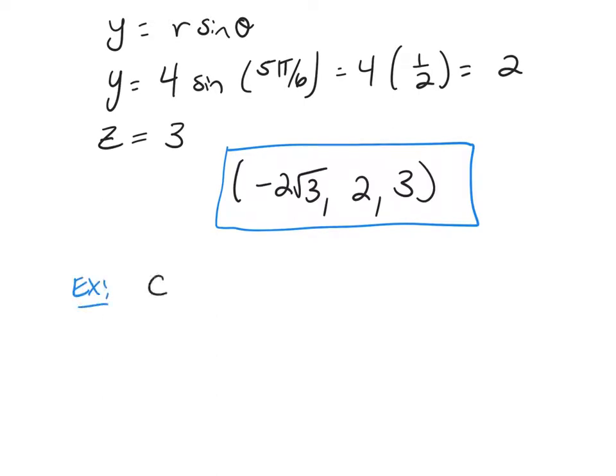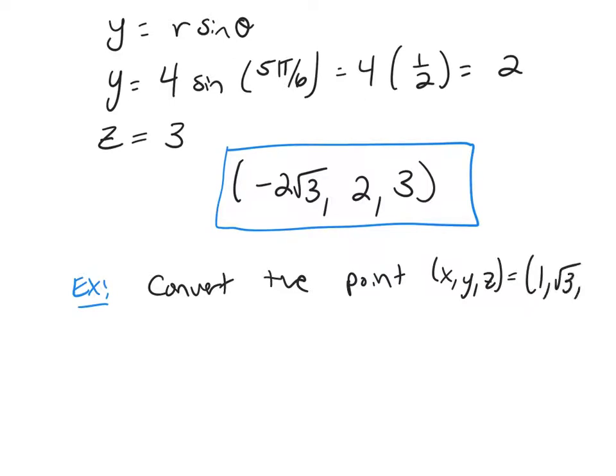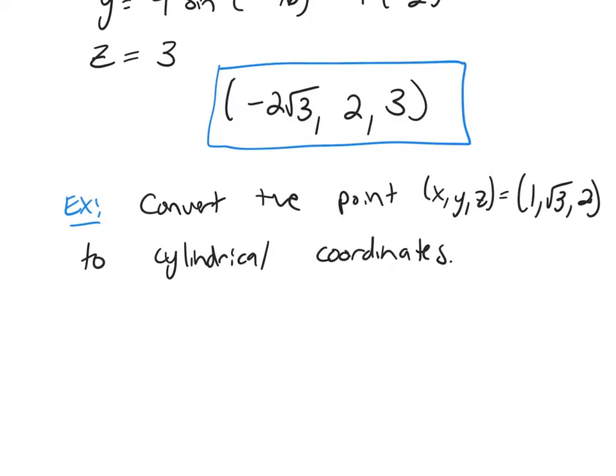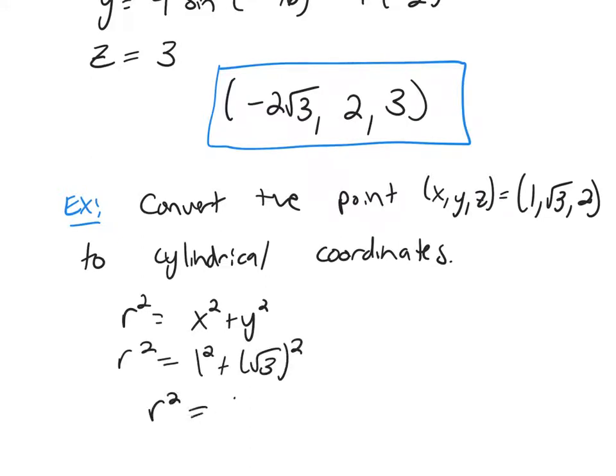Let's convert the point x, y, z, which will be 1, square root of 3, and 2, to cylindrical coordinates. So r squared, remember that's x squared plus y squared. So r squared is 1 squared plus the square root of 3 squared. R squared will be 4.